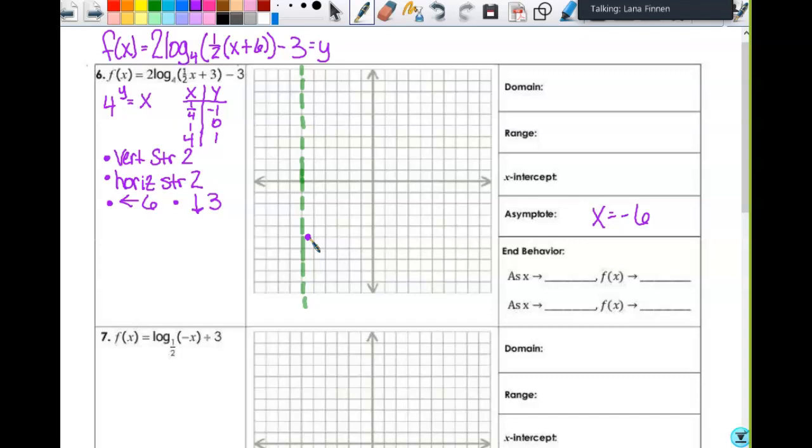Okay. Then I'm going to go to 1, 0. Vertical stretch by 2, so I don't move because 0 times 2 is 0. Horizontal stretch by 2, so now my x value is 2. Go to the left 6, and down 1, 2, 3.